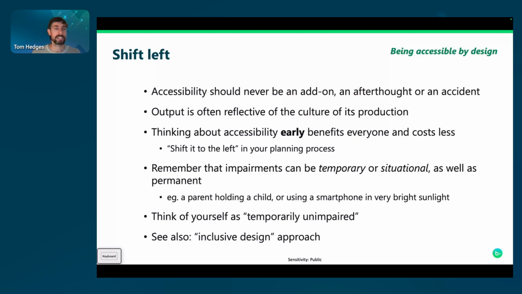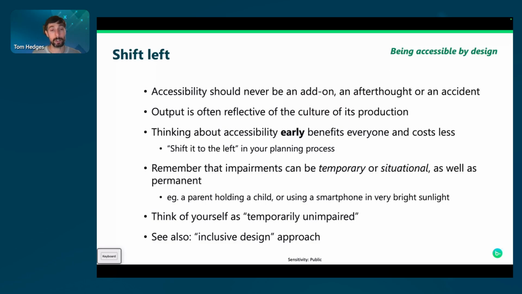I often like to think that the output of any given process is often reflective of the culture of its production. So, much better for an organisation to think about accessibility in every stage of a project, for it to be a kind of daily concern rather than something that is just hurriedly tried to be bolted on at the end. Thinking about accessibility early benefits everyone and costs less. So we would always encourage you to shift it to the left in your planning process. Start moving it as early as you can.